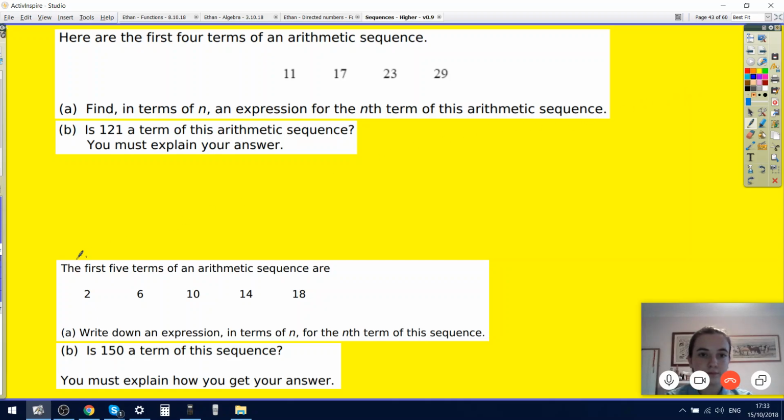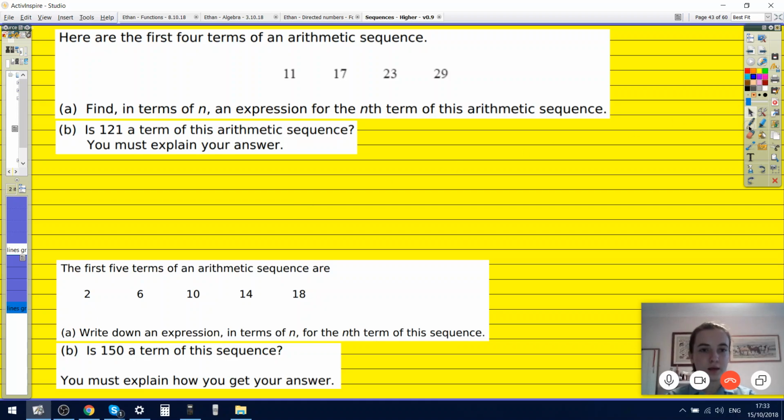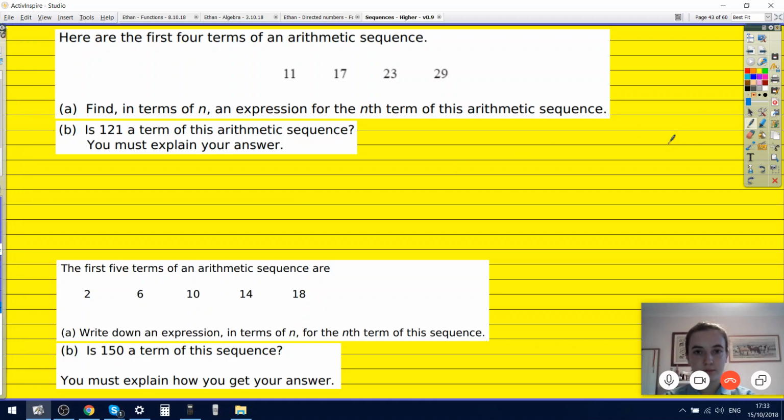Okay, let's try these. Then 6n plus 5. And then 121 minus 5 is 116. Okay. And then divided by 6.